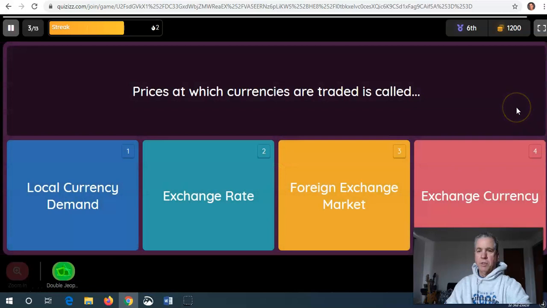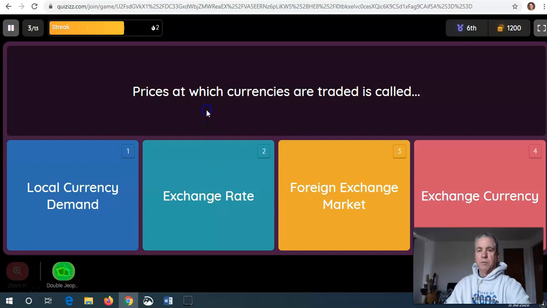The prices at which currencies are traded is called, okay, so when we're taking a look at trading money, what do we call that? If we're selling money to a different country or buying currency from another country, the price of that is something called the exchange rate. So it's not a one-for-one conversion. It changes based on how a particular economy is doing in comparison to the rest of the world. So that's called the exchange rate.